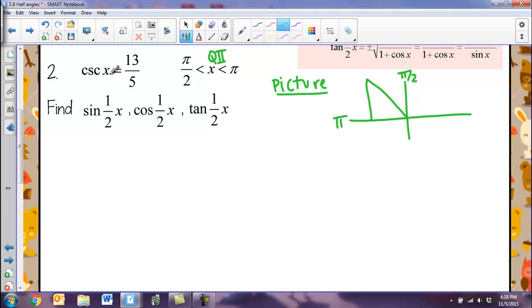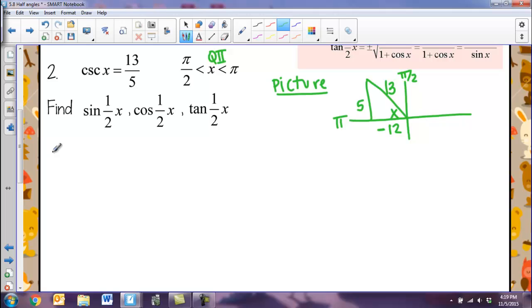When I go ahead and label my triangle, cosecant is the reciprocal of sine. And so when I label my triangle, I'm going to have that the hypotenuse is 13, the side opposite my angle x is going to be 5, and then I can use the Pythagorean theorem to find that last side. And that's a special right triangle right here. It's a 5, 12, 13. But because of where this angle is located, you do need to make this side negative because it's in quadrant 2. Okay, so now that I have the picture, using that formula is going to be a lot easier.